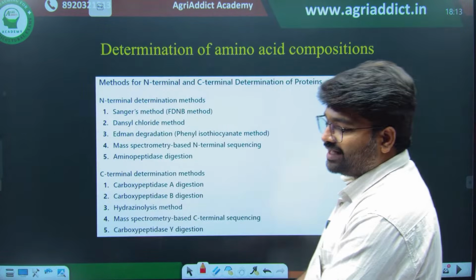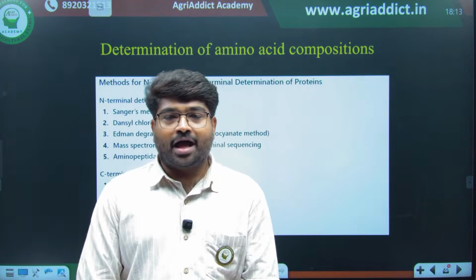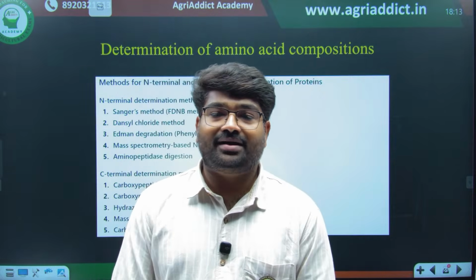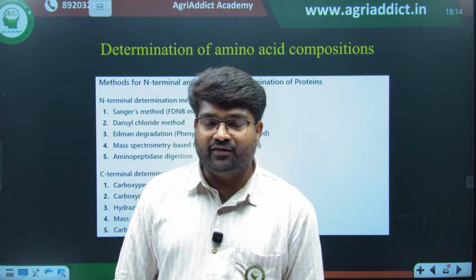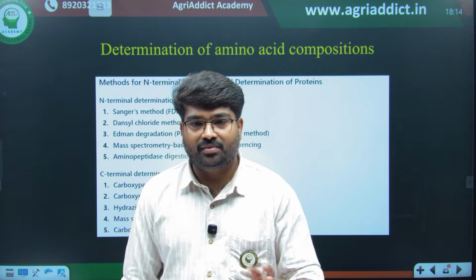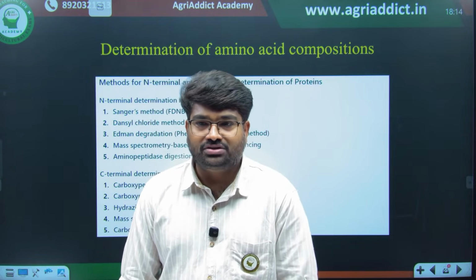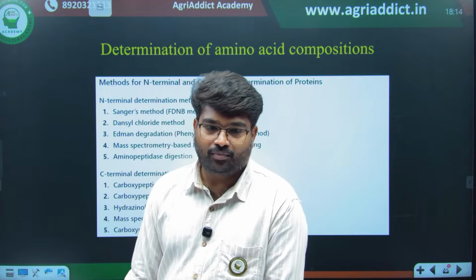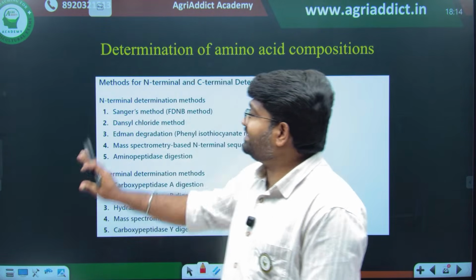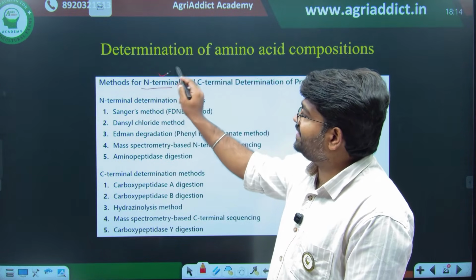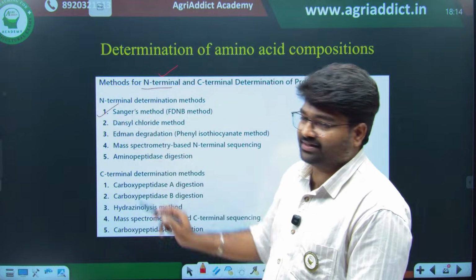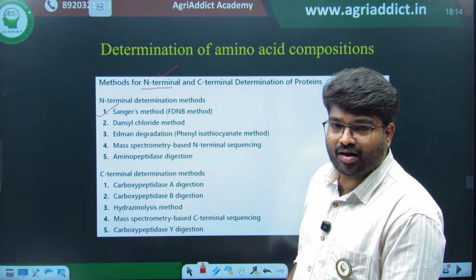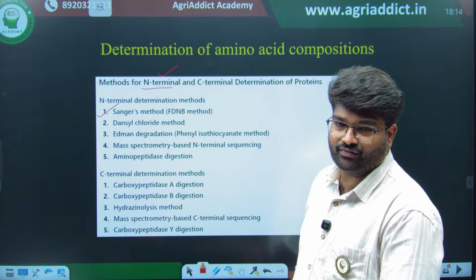Now we are going to see the last thing: how we can determine the N terminal and C terminal of a protein. There are different methods. Just remember what the different methods are for N terminal and C terminal determination. The N terminal amino acid of a protein can be determined by Sanger's method. Sanger got the Nobel Prize in 1953 for his discovery.